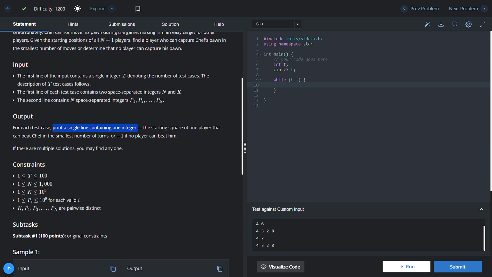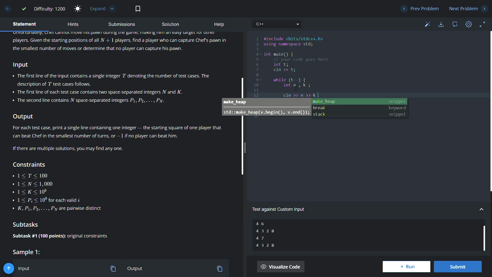Okay. The first line of input contains t. The first line of each test case contains two space separated integers n and k. The second line contains n space separated integers of players. Int n comma k, where n represents the number of players and k represents the position of chef's paw.